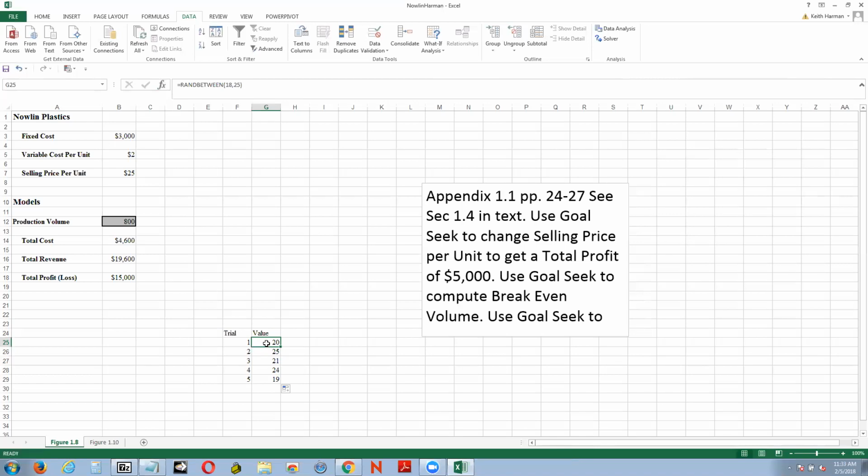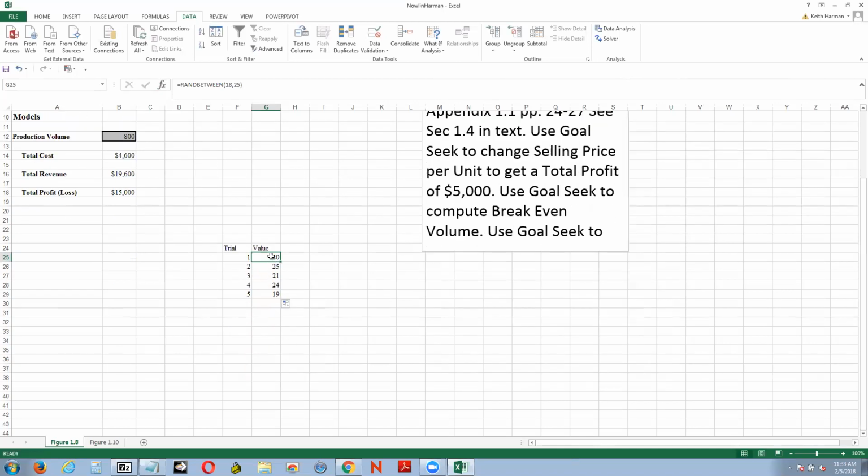Now, you could, if you wish, take this case and work through it. You could try and work with the scenario manager, where you just choose a few of them and manipulate it. But the goal seek is the one that makes the most sense. And then again, you could do a little bit of a simulation. You could do as many trials as you want. We could run 1,000 trials. Then we could take the average and compute the standard deviation.